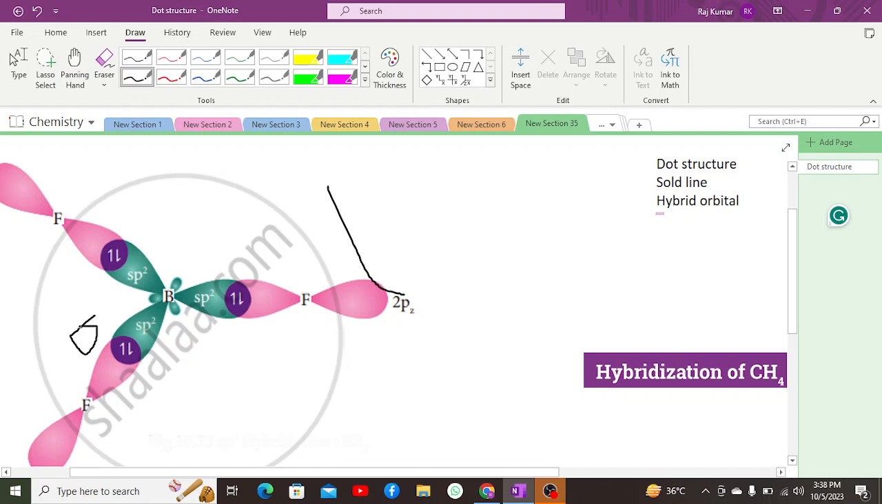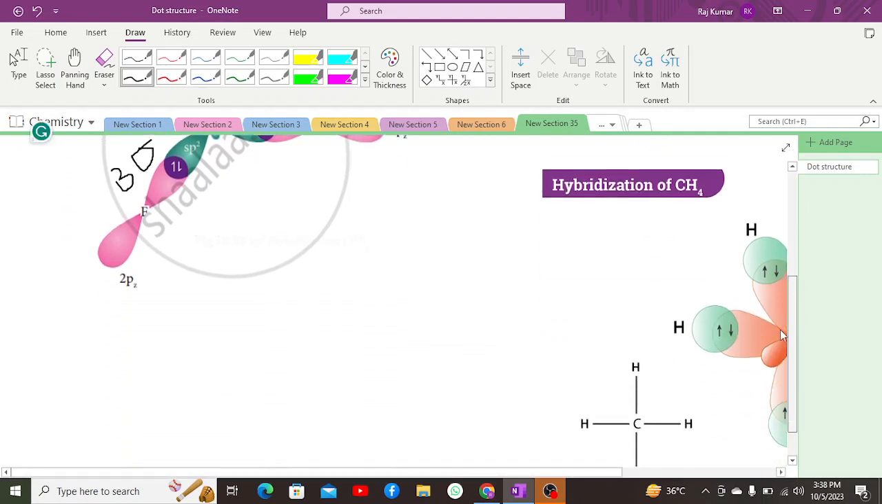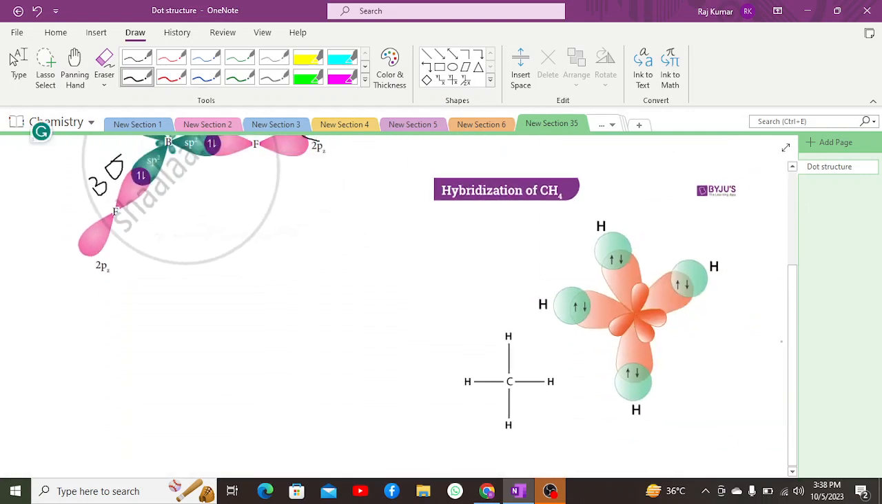How many sigma bonds are there? There are three sigma bonds over here, collectively. This is a bond present between sp2 and p, an sp2-p sigma bond. Why sp2-p? Because there is an sp2 hybrid orbital and a p atomic orbital.